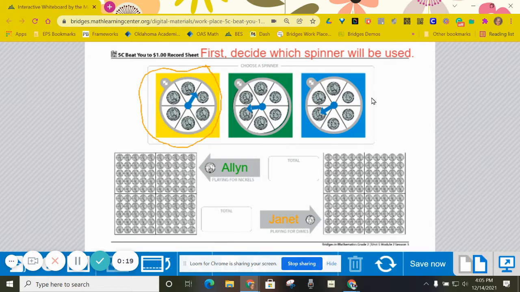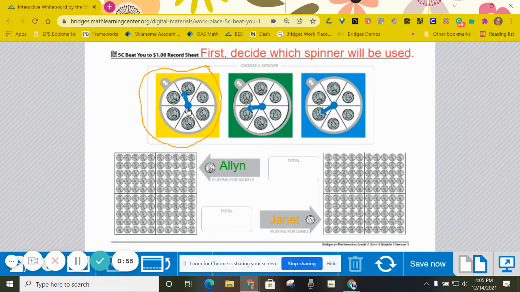So the first thing we're going to do is choose between the three spinners and circle the one that we chose on our record sheet. For this one, you can see I've already chosen the yellow spinner, and I have put our two players on the board here. So I'm going to say that Janet got to go first, and she chose to play for dimes. Alan then had to take the nickels. So you're going to put their names beside the coin that each person is playing for. And then we're going to spin the spinner.